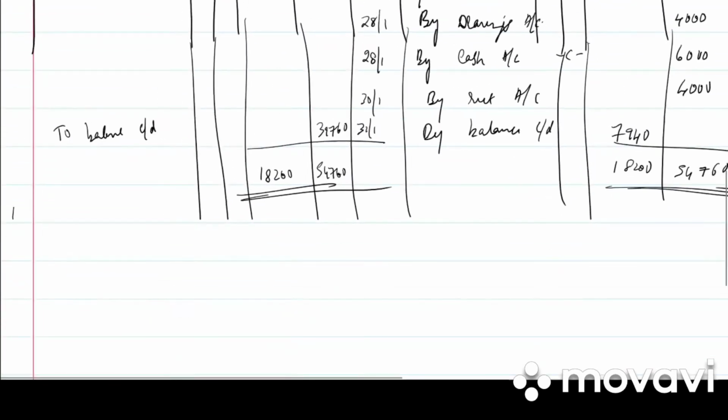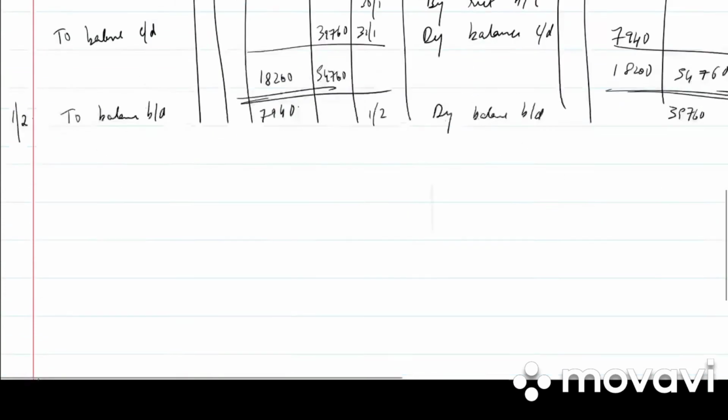So on 1st Feb, to balance brought down 7,940. On 1st Feb, by balance brought down 39,760. This is the cash book which we have already done in the previous chapter. I hope you remember how you are supposed to balance the cash book. After we have done the cash book, next we need to do the purchases book.